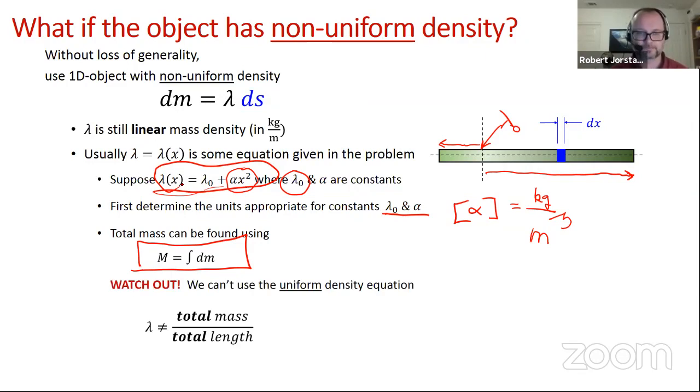It works out. One thing you really got to watch out for, we cannot use this. Can't. It's not equal. The one common mistake is students often write lambda is m over L. Well, that's not valid anymore. Lambda is this screwball equation. You can't just use this thing down here anymore.